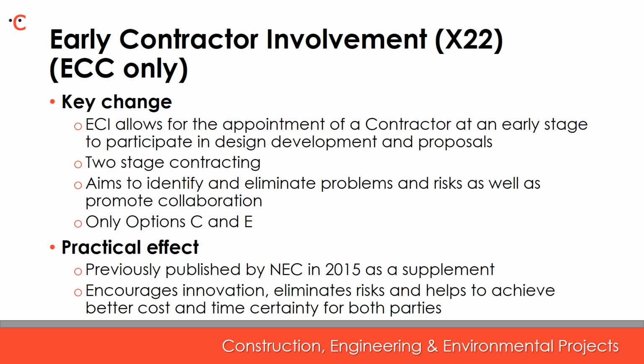Moving on then to early contractor involvement. Secondary option X22 under the NEC4 engineering construction contract directly incorporates the ECI clauses previously published by the NEC in November 2015. This amends the contract to allow for two-stage contracting. The rationale behind early contractor involvement is that it is easier for improvements and innovations to be introduced at the early stages if the contractor is involved. It's also a powerful tool to facilitate collaboration and partnering, and the option is only for use with options C and E.